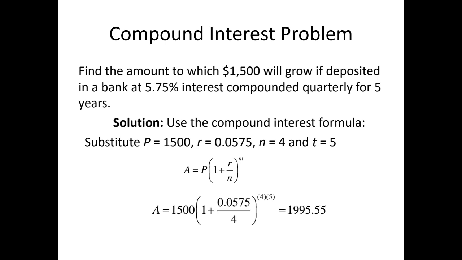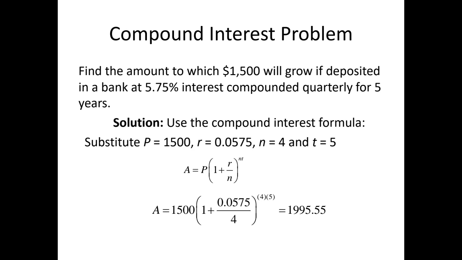Now, we want to do order of operations for these, okay? So the way I would do this problem is I'm going to do first what's inside the parentheses. I'm going to take 0.0575 and divide that by 4, okay? And then hit enter. I'm going to add 1, and then I have my answer. To that base, I'm going to take it to the exponent. Now, this I can do in my head. 4 times 5 is 20. So I'm going to take this value that I have in here to the 20th power, hit enter. And once I have my answer, I am going to multiply this value by the 1,500, where it's going to give me $1,995.55.